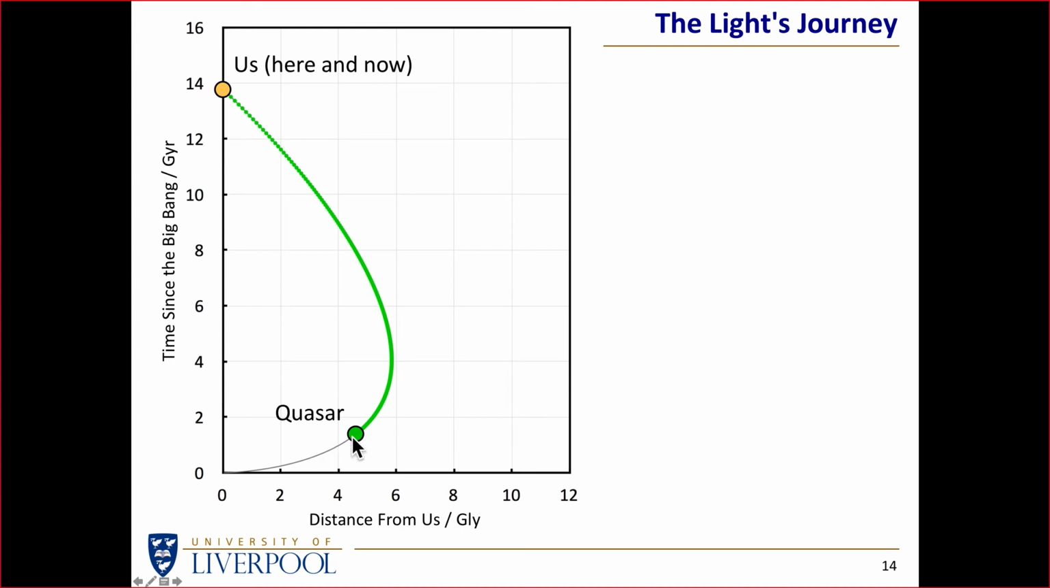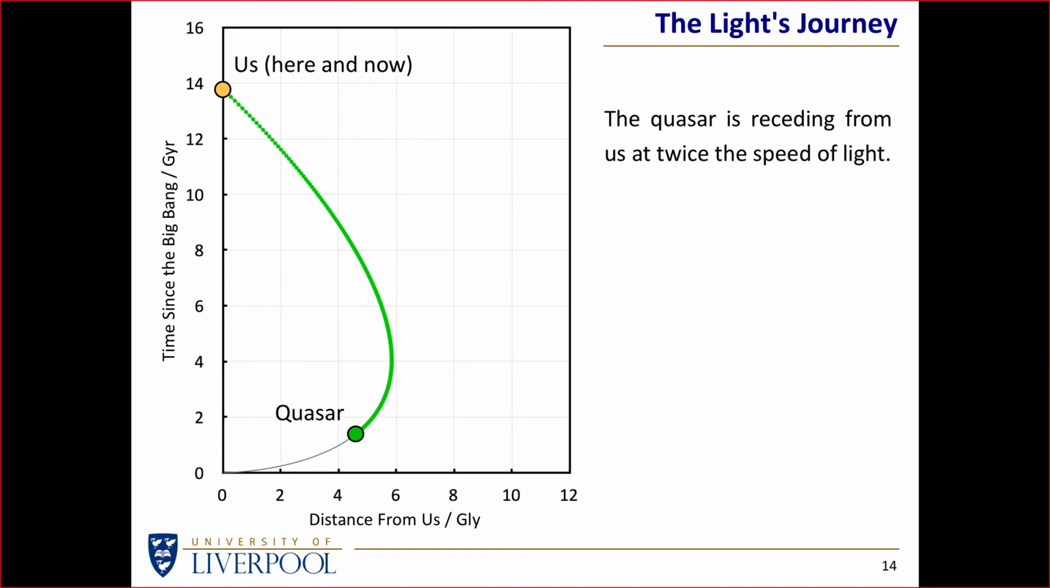So we can read this as saying roughly 1.5 billion years after the Big Bang is when the light left the quasar, when the quasar was at a distance of about 4.5 billion light years from us. But because the quasar is receding from us at twice the speed of light, simply because space is expanding, notice what happens to the light. After the light leaves the quasar, it actually gets further away from us. This light is trying to make it to Earth.